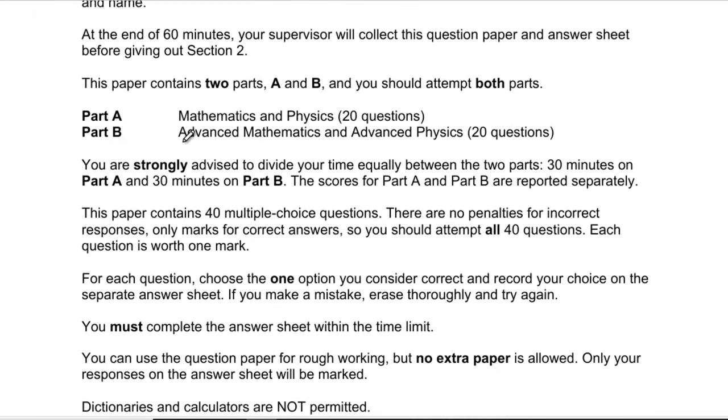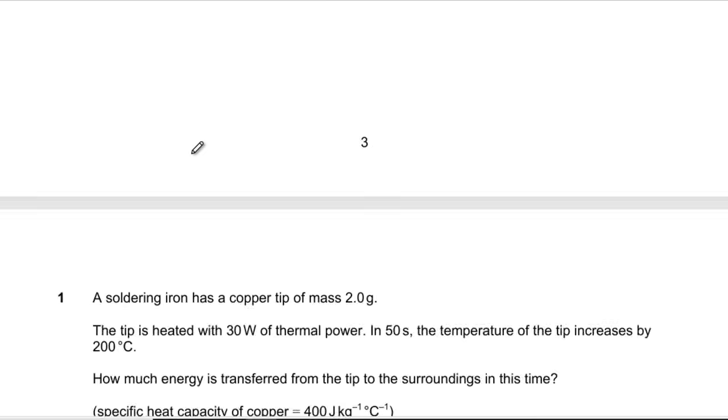There are 40 of these questions. I'm going to split them into two videos. So in this one, I'm going to do part A. So that's the maths and physics, 20 questions. And then I'll do a separate video for advanced maths and advanced physics. So let's see how we get on with these.